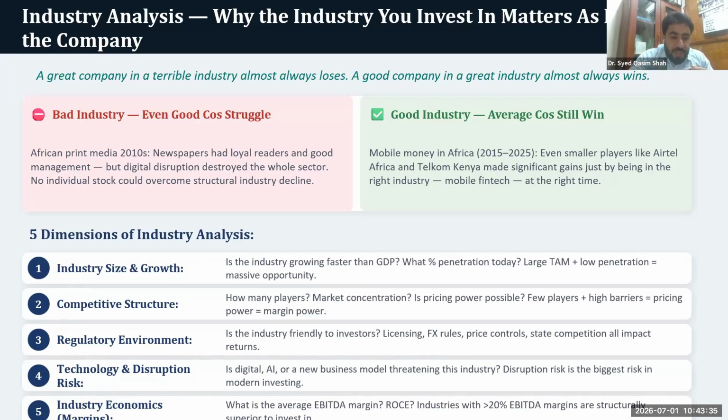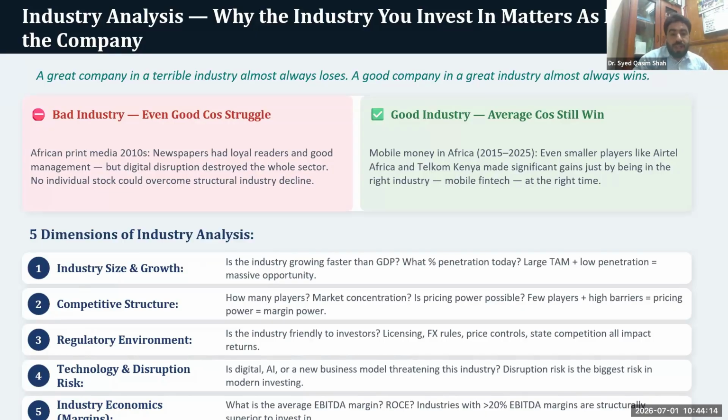What is your competitive structure? How many players are there in the market, and what is the market concentration? Market concentration means how many firms there are and what their share is in the market. Is pricing power possible? Maybe there are very few players and high barriers, so margins will be good and they will get pricing power.